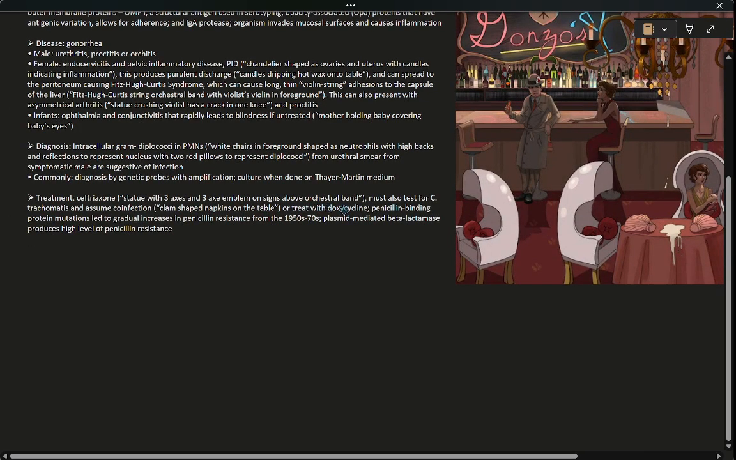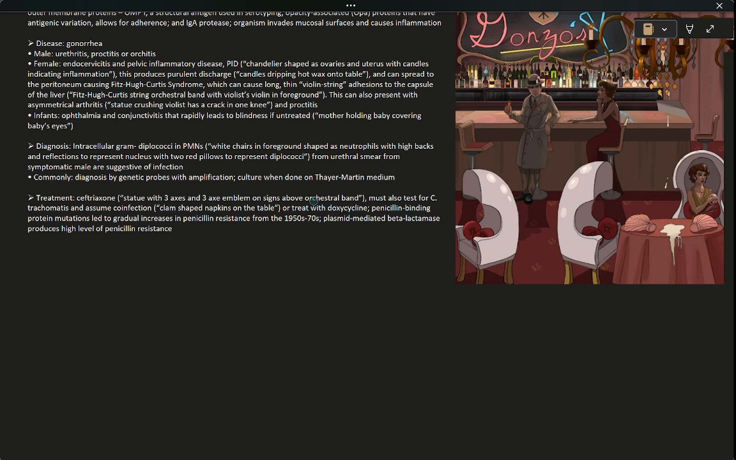And then, besides using doxycycline, another thing to remember is that the penicillin-binding protein mutations have led to gradual increases in penicillin resistance, particularly in the 1950s through the 1970s. And furthermore, plasmid-mediated beta-lactamase produces a high level of penicillin resistance.